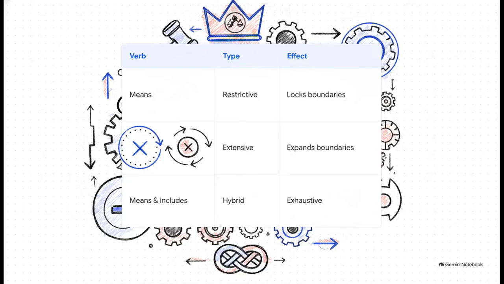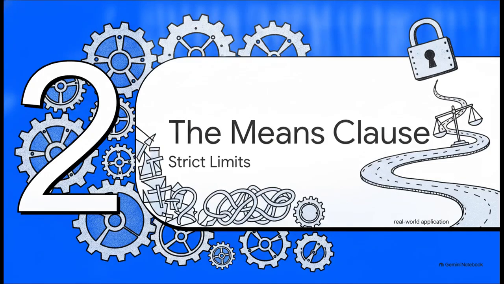Now, you absolutely must memorize this core taxonomy of definitions. It's the ultimate anchor for your exams. The legislature has the sovereign power to artificially define a word, and courts analyze these definitions based on three specific legislative verbs: means, includes, and the hybrid, means and includes. And listen, each of these verbs completely changes how a judge is legally allowed to interpret the boundaries of a given word. Let's move on to Section 2, strict limits, the means clause.